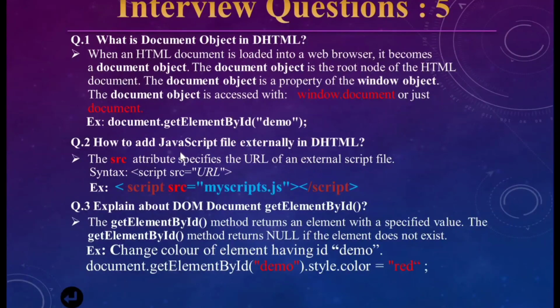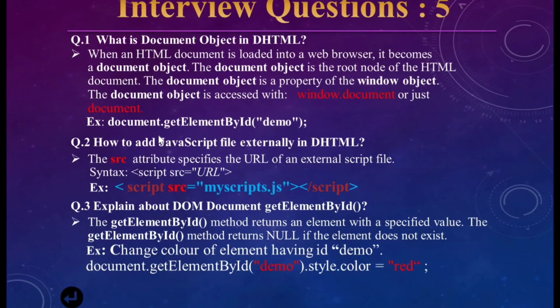Here the first interview question is, what is the document object in HTML? As I said, the document object is the current window object. When an HTML document is loaded into the web browser, it becomes a document object. The document object is the root node of the HTML document. The document object is a property of the window object. We can access the document object by using document.getElementById or document.write. We can say it is an object of the current page.